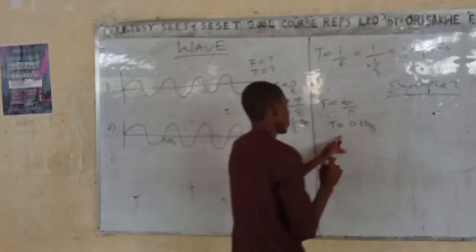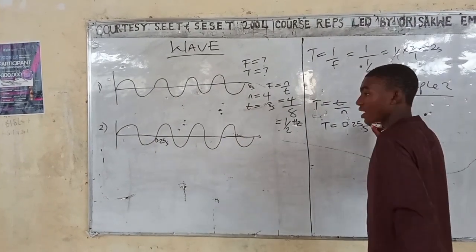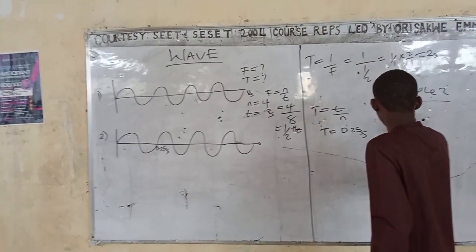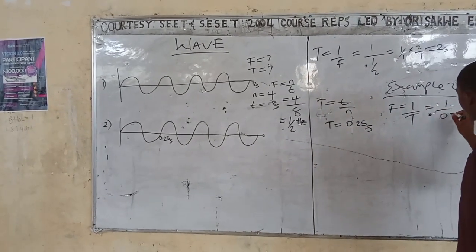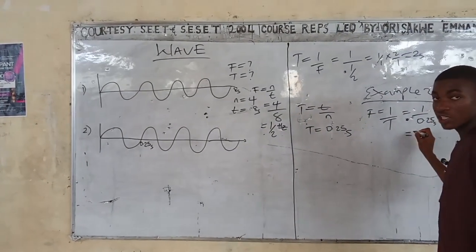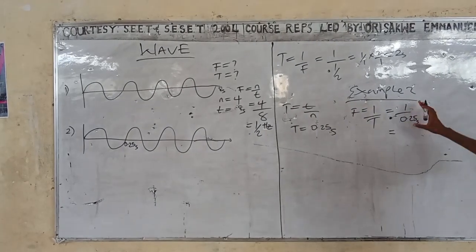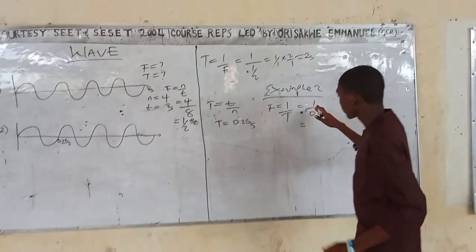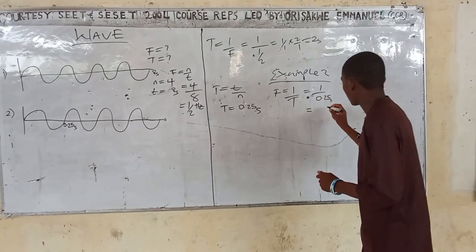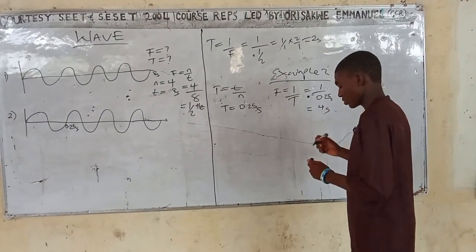So if our period is 0.25 seconds, automatically our frequency, which is the inverse of period, is now 1 over 0.25 seconds. Because our frequency is the inverse of our period, frequency equals 1 all over 0.25 seconds, which equals 4 hertz.